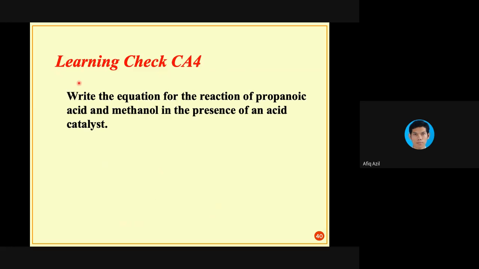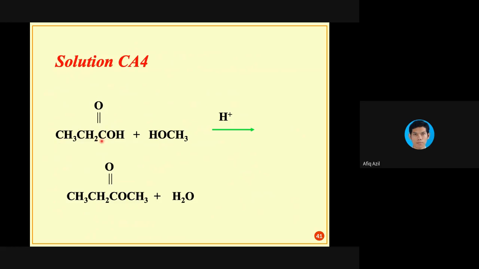Oh, sorry. So here, write the equation for the reaction of propanoic acid and methanol in the presence of acid catalyst. So you have here propanoic acid and methanol. Okay, when they are mixed together, it will become methyl propanoate. Methyl is the alcohol part, and propanoate is coming from the propanoic acid.